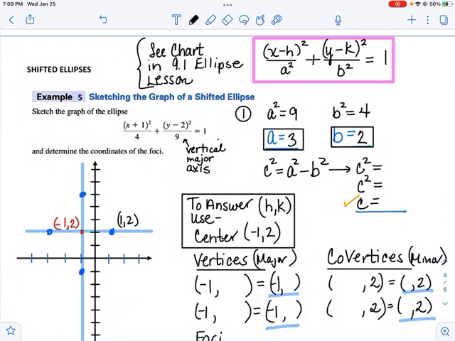So then the next step is you want to get your c. So you have c squared then is equal to 9 minus 4. c squared is equal to 5. So c is then going to equal the square root of 5.